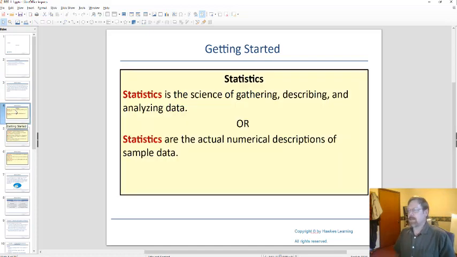So let's start with some vocabulary. Statistics is the science of gathering, describing, and analyzing data. It is one way to use the word. Another definition is that it's the actual numerical descriptions of sample data.